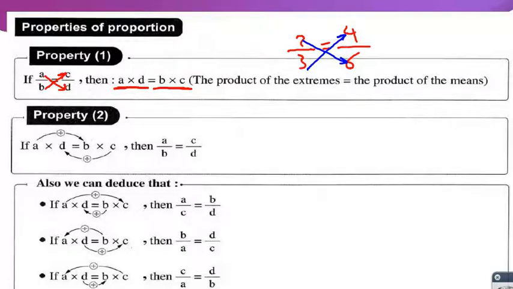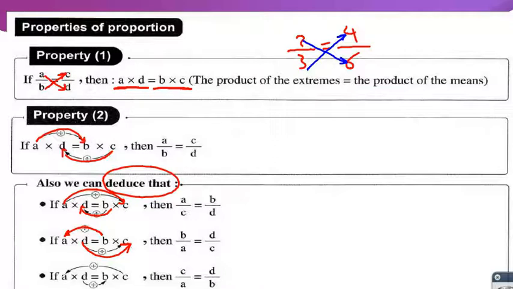Property number 2, if A by D equals B by C, then A over B equals C over D, and deduce that. If A by D equals B by C, then A over B equals C over D. If A by D equals B by C, then A over C equals B over D. If A by D equals B by C, then B over A equals D over C.